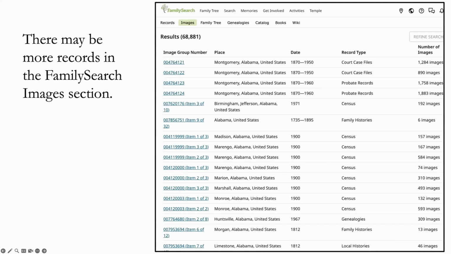And one thing to always remember with FamilySearch is that there may be additional records in the images selection. Now, the images section of FamilySearch has been compiled because of the lag between the time the records were digitized and the time the records were able to be cataloged and indexed. And so as we get into the handwriting recognition and full text searches, that difference is going to disappear.